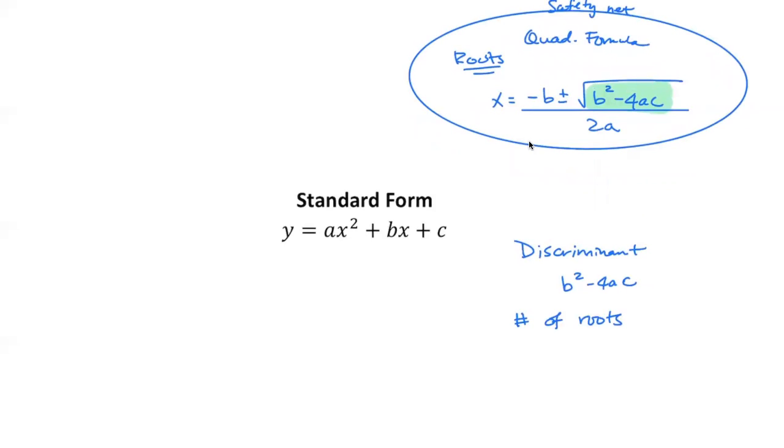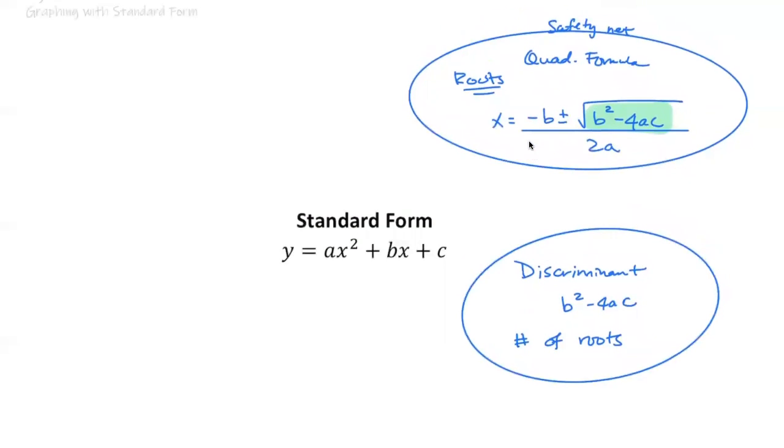If b squared minus 4ac is equal to 0, then you have a single root, because you only have negative b over 2a as the single root. And if it's negative, well, the square root of a negative number is imaginary. So you have two imaginary roots when b squared minus 4ac is negative, and we'll also say that there will be no real roots in that case. So we have the quadratic formula, we have the discriminant.